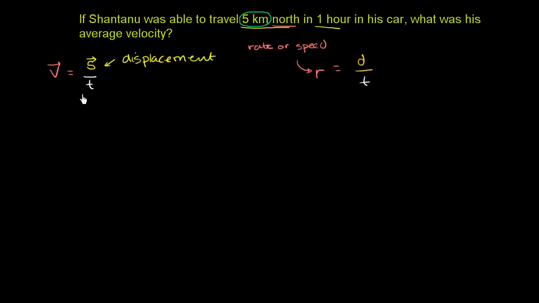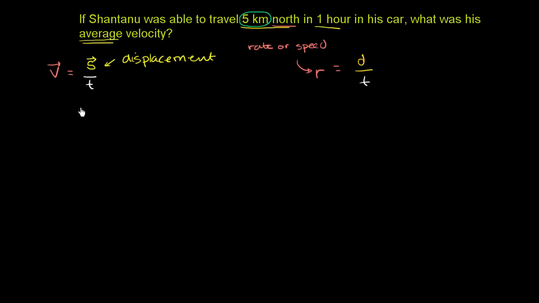Now with that out of the way, let's figure out what his average velocity was. And this keyword average is interesting, because it's possible that his velocity was changing over that whole time period. But for the sake of simplicity, we're going to assume that it was kind of a constant velocity, or what we are calculating is going to be his average velocity. But don't worry about it. You can just assume that it wasn't changing over that time period.